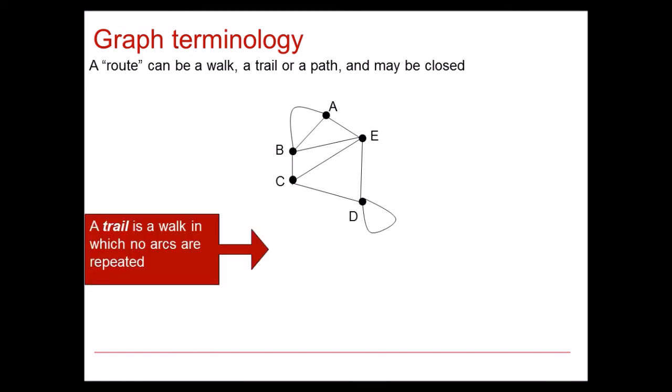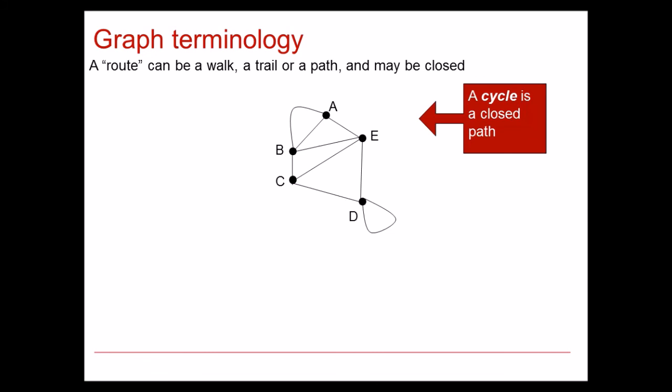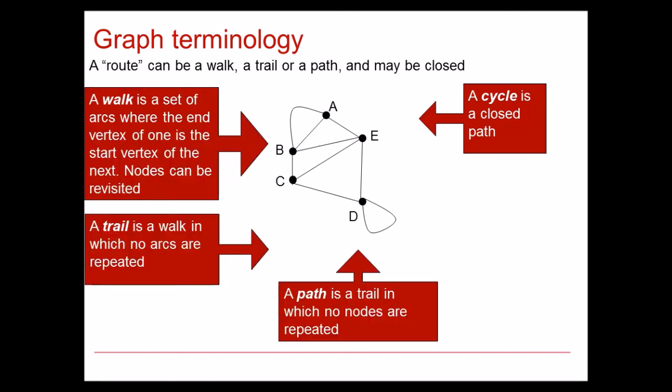A trail is a walk in which no arcs are repeated. So A, B, E, D, C, with nothing repeated. A path is a trail in which no nodes are repeated, so I cannot revisit, for example, C. And a cycle is a closed path. So here I would be perhaps going from A to B to E and back to A. That would be a closed path. We will be using this vocabulary, especially the idea of a cycle, in later videos.